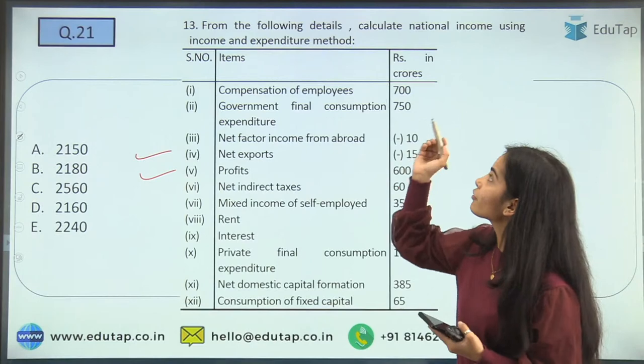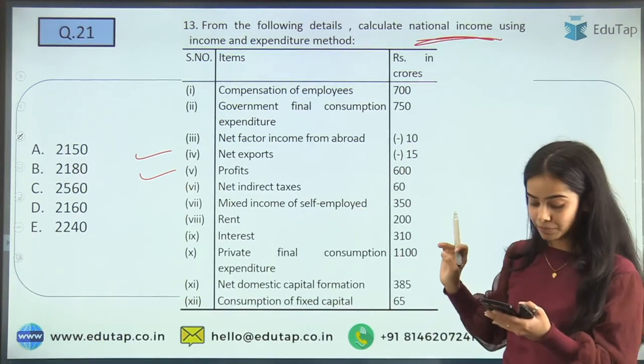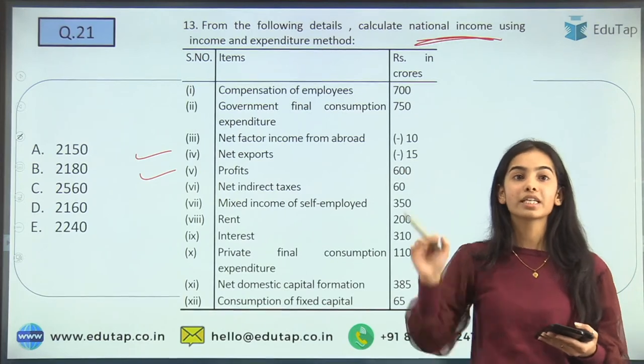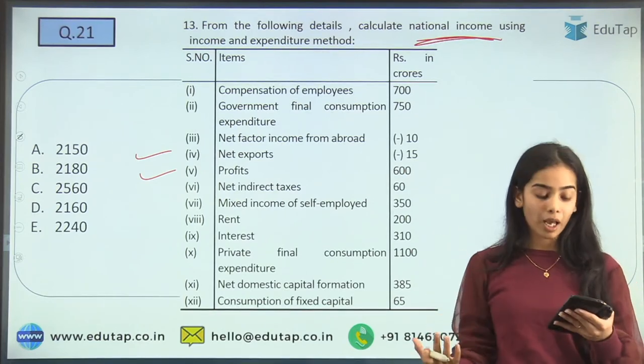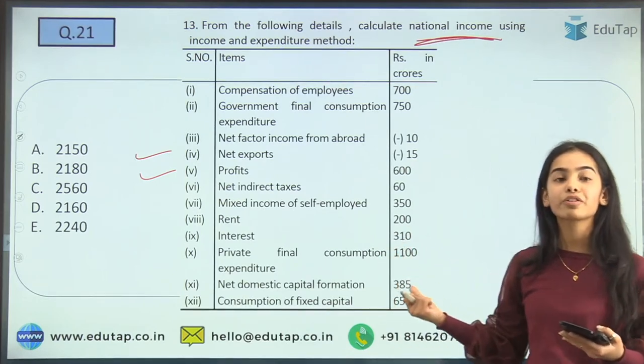And let me tell you that from each and every formula, the national income is same. Okay. Whichever formula you use, the national income will be same from the income method, the expenditure method, and the value added method. So try to give the right answer of this one.